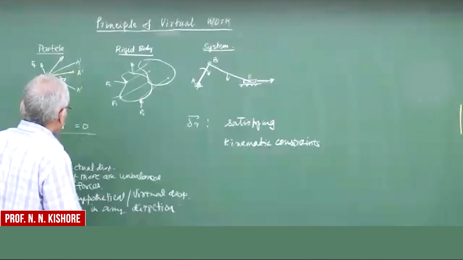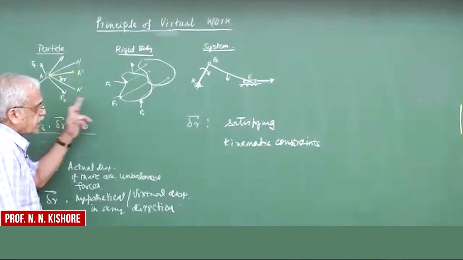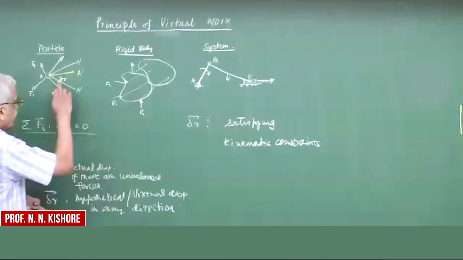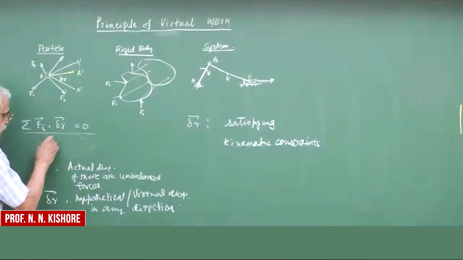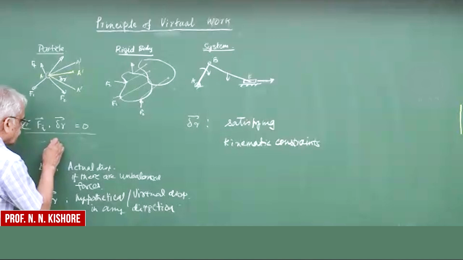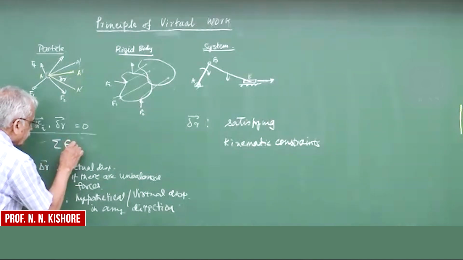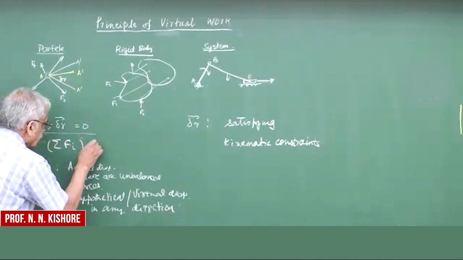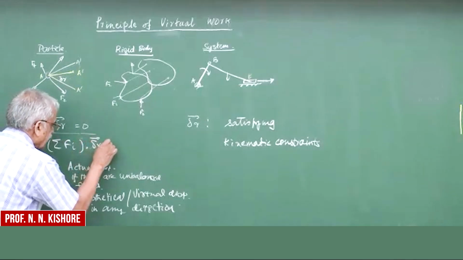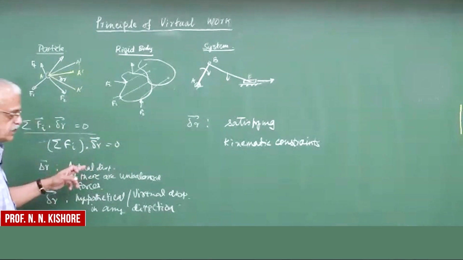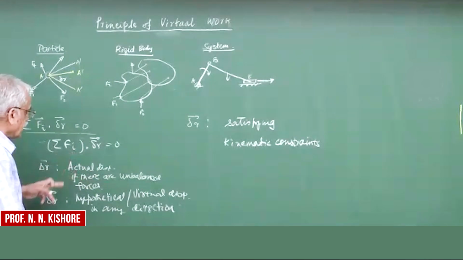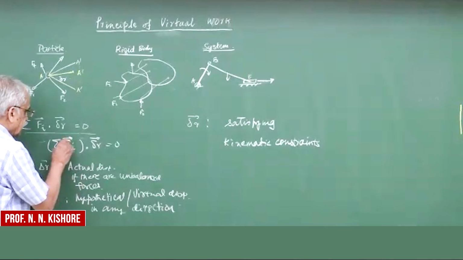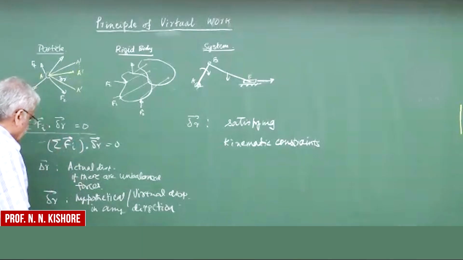So let's go from particle to rigid body here. In the particle, we said that this is the one. If you go one more step, since delta r is constant for all of them, we can even take it out and set it like this. If this is true for all displacements delta r, then all we can say is that the term in the bracket has to be 0, right?